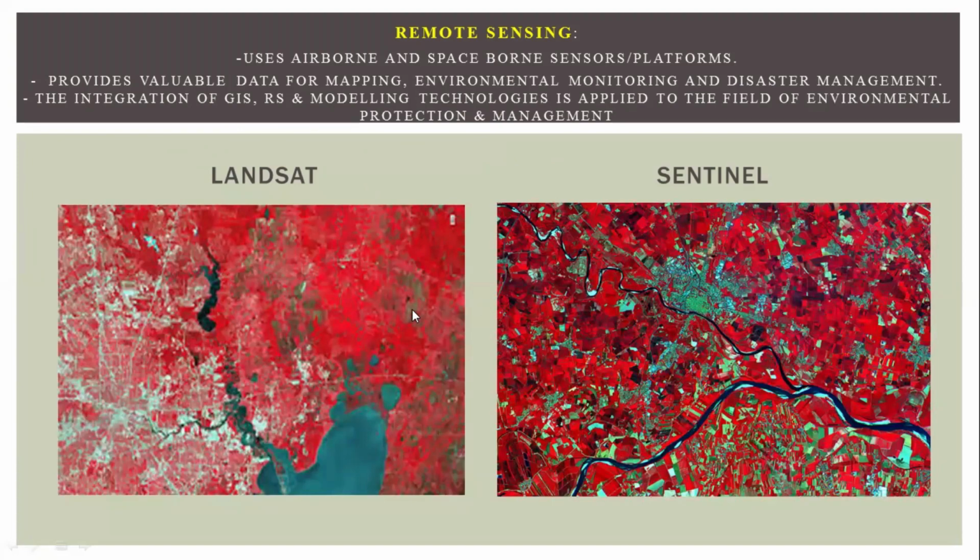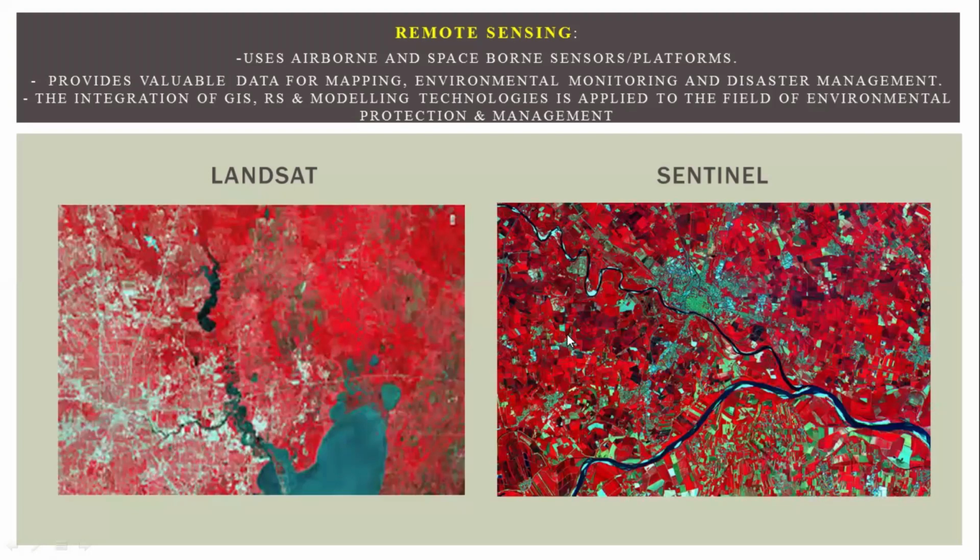Now here I have given you pictures of two satellite images. This is called Landsat and this is called Sentinel. Both can be obtained from the USGS site. Both of these, you can easily spot the difference. The resolution for Landsat is 30 meters, while for Sentinel-2, it is from 10 to 20 meters. So in Sentinel, the resolution is much better.